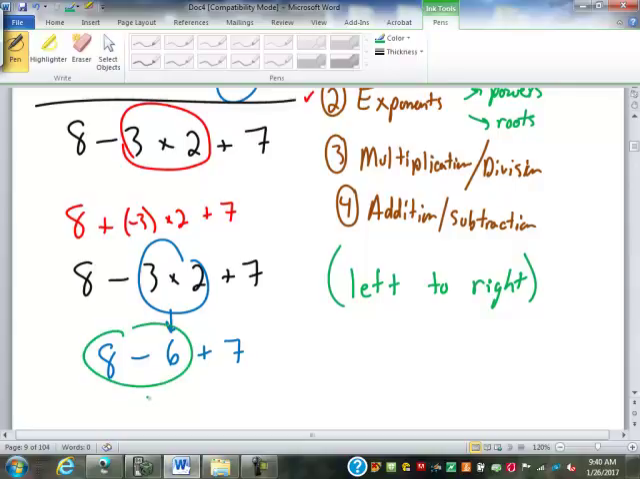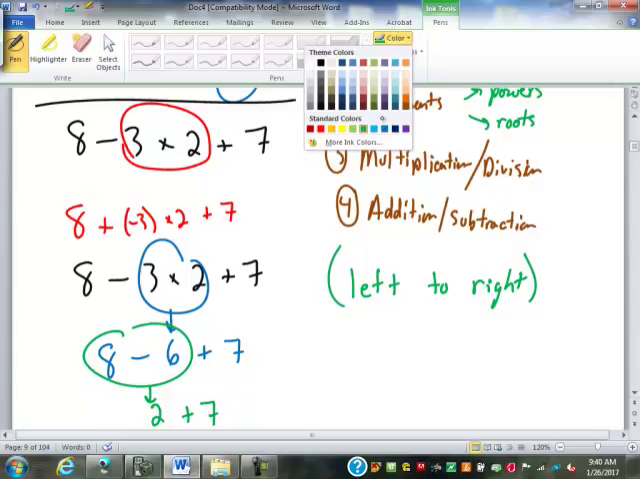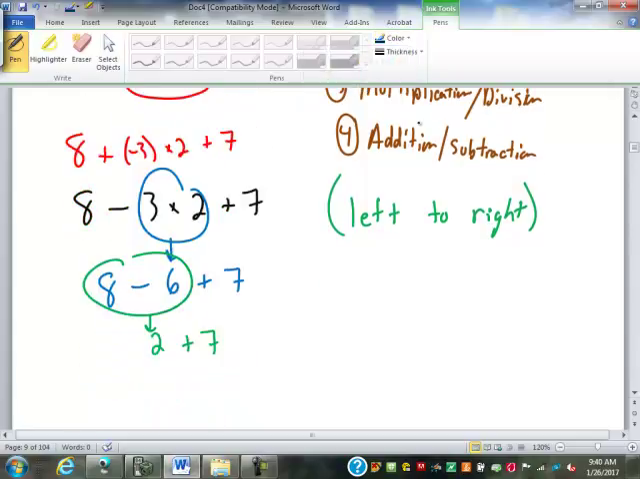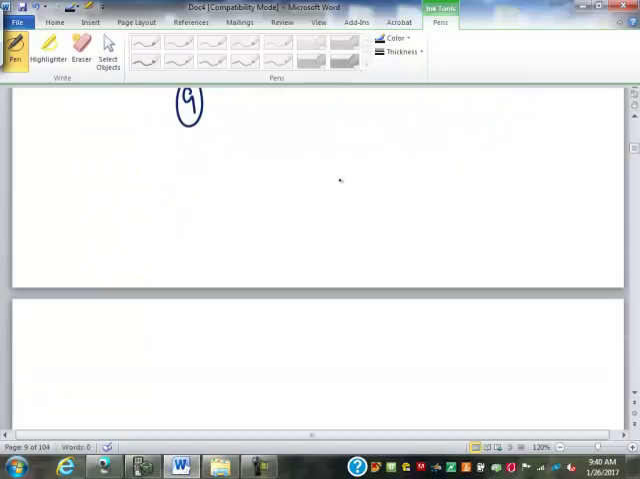So I'm going to do the 8 minus 6 first, which is 2. 2 plus 7 is 9. So the answer to that is 9. I'm going to have you guys try one here.